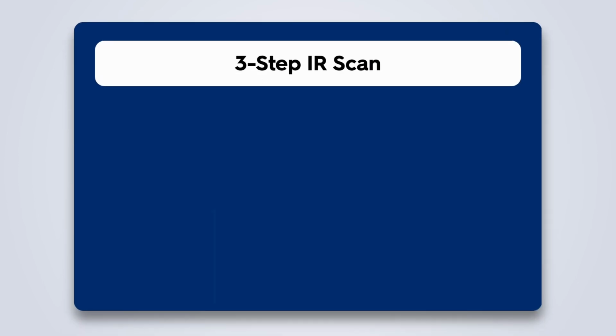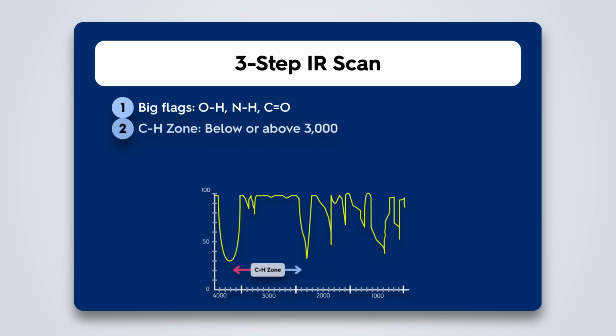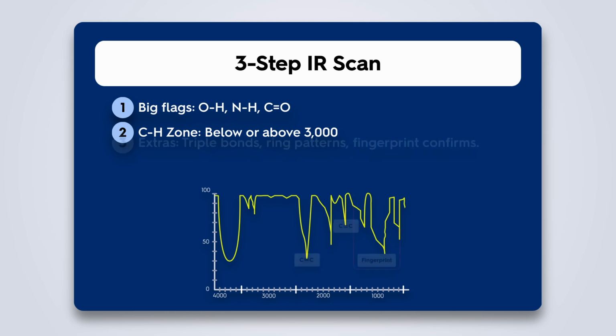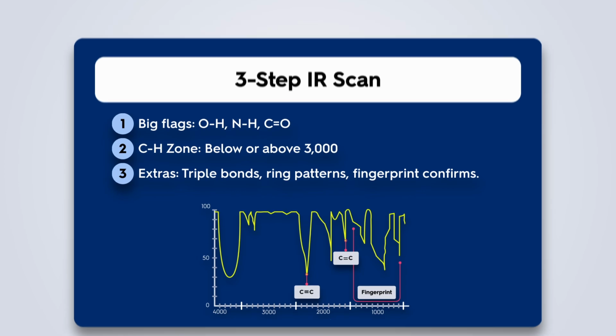Here is a repeatable 3-step scan. Step 1. Scan for the big flags: OH, NH, or a carbonyl bond. Step 2. Check the carbon-hydrogen zone to tell saturated from unsaturated. Step 3. Look for extras like triple bonds, aromatic patterns, and then use the fingerprint region for confirmation.